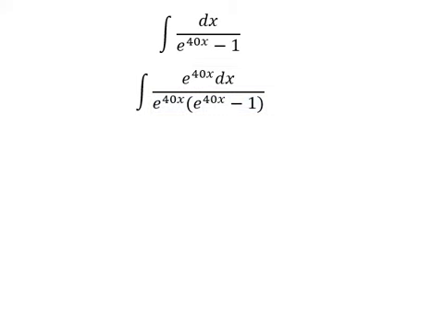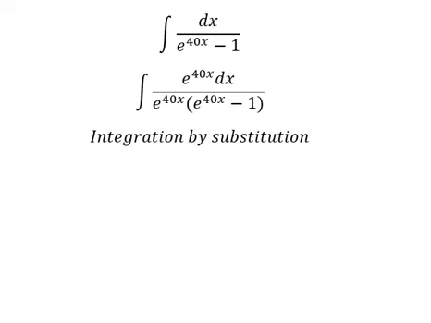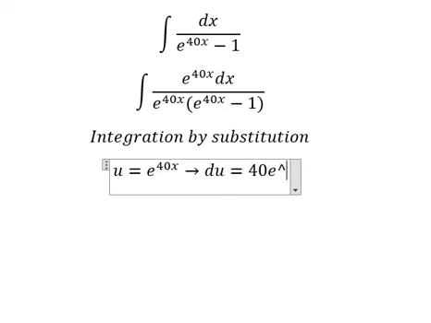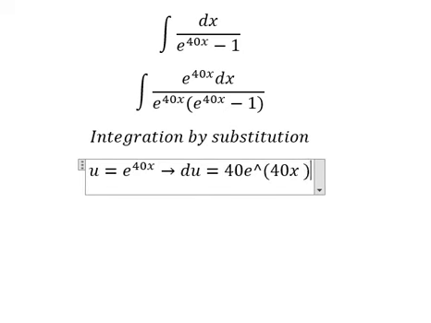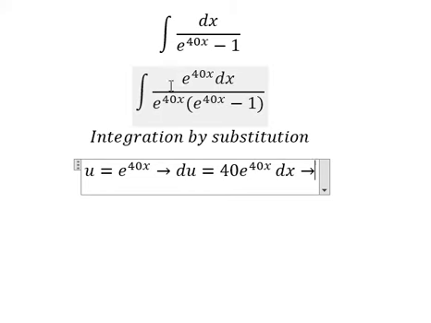Next, we need to use integration by substitution. So I will put u equals e to the power of 40x. If we take the first derivative of both sides, you get du equals 40 e to the power of 40x dx. Because we don't have the number 40 in here, we divide both sides by 40.